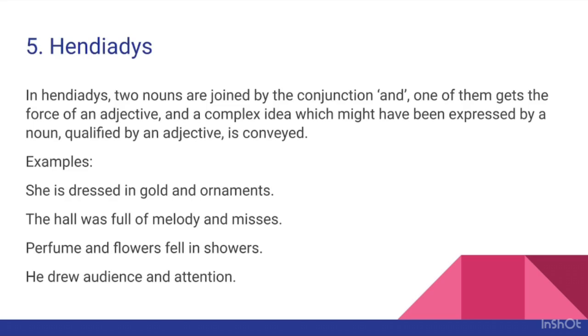Third example, perfume and flowers fell in showers. So here again, perfume and flowers, two nouns, are connected by and. The noun perfume assumes the force of an adjective to express the complex idea, perfumed flowers. He drew audience and attention. So here the complex idea is attentive audience. The second noun gets the force of an adjective here.